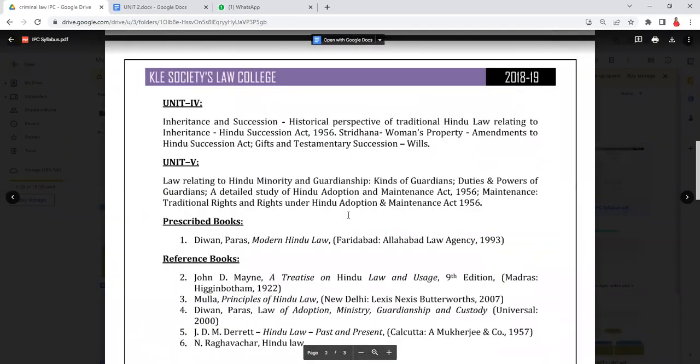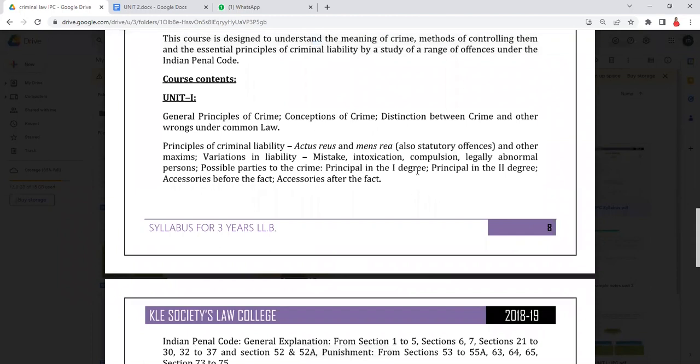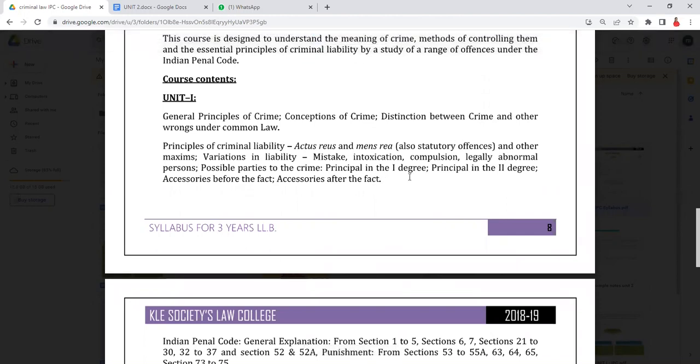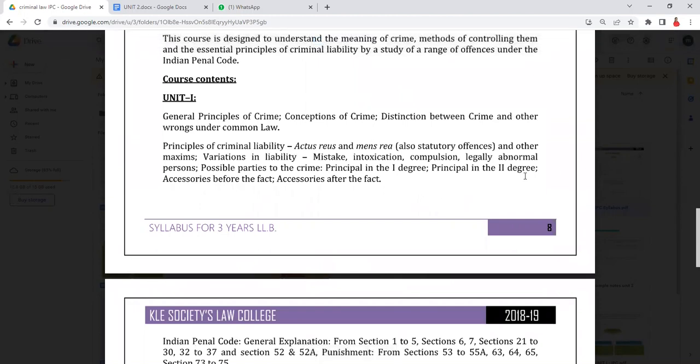called possible parties to a crime, wherein we discussed principal in the first degree and principal in the second degree. When we discussed the first degree, we saw that it is the person who commits the act with his own hands, directly being present there. When we talk about the second degree, there we were including many other people.